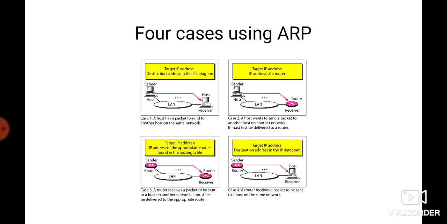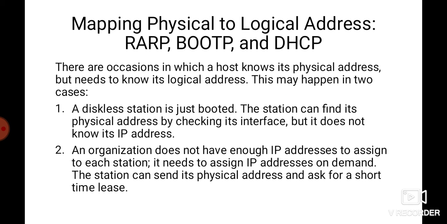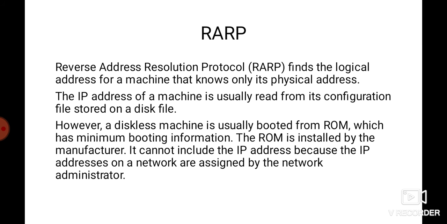Okay, one more thing is there. Right now we have converted IP address to physical address. Now we also need to convert physical address to logical address. So 3 protocols are there: RARP, BOOTP, and DHCP. RARP is nothing but reverse ARP, reverse address resolution protocol. We will only study RARP here.